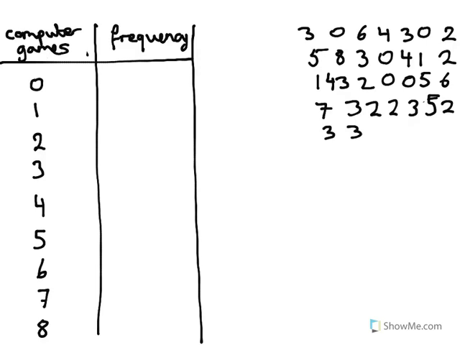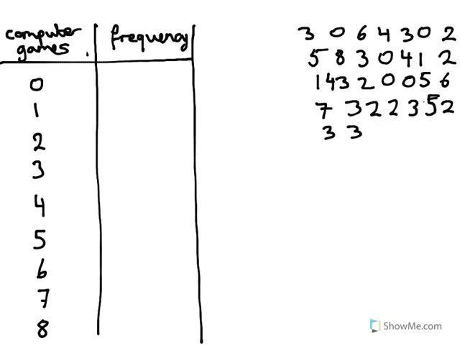So this question is about asking a class of children, how many computer games do you have at home? And then all the class filled in on a piece of paper how many games they had at home. And we can see that there are a lot of different numbers here. So let's see how many kids said that they had 0 computer games.